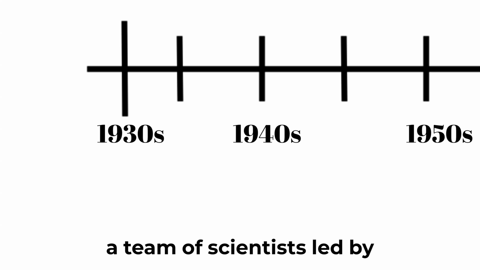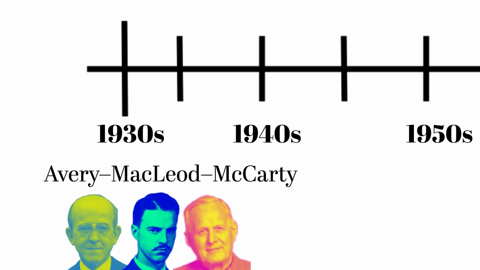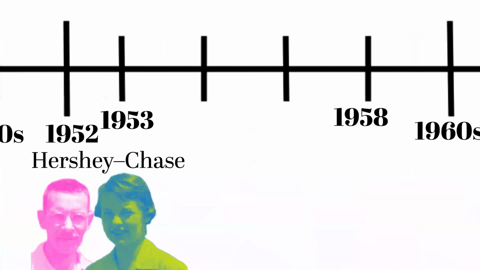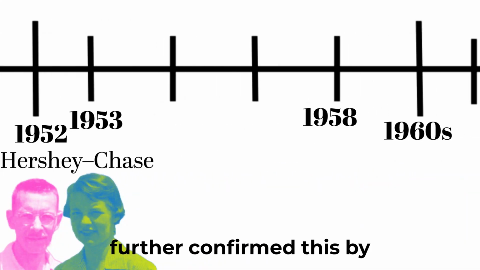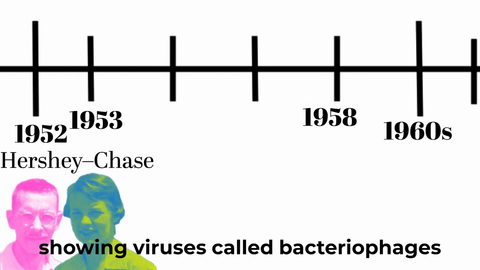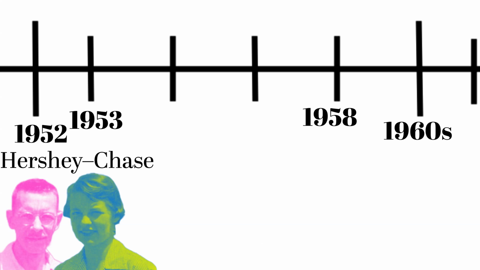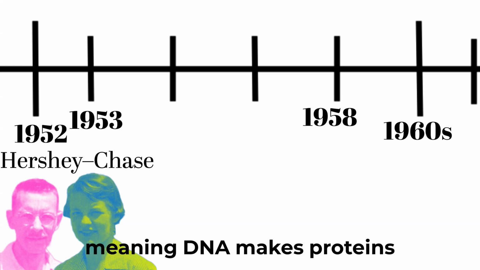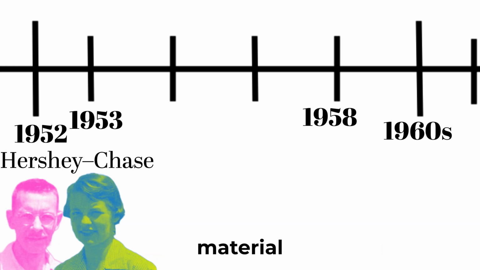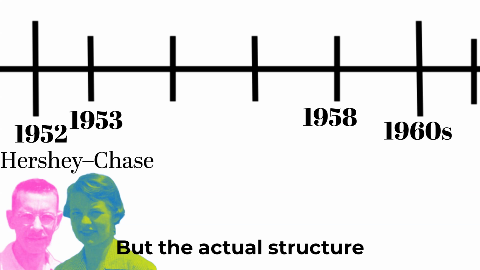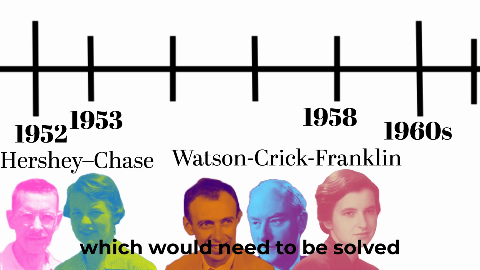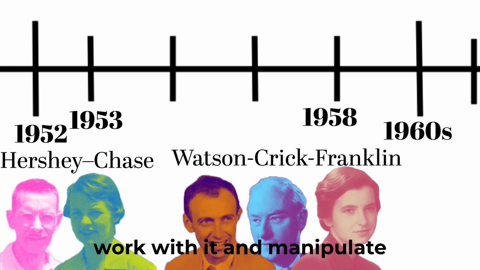By the 1940s, a team of scientists led by Oswald Avery, Colin MacLeod, and Maclyn McCarty showed that DNA could be transferred between bacteria, allowing a harmless bacteria to become harmful. In 1952, further confirmation of DNA as the hereditary material came from showing that viruses called bacteriophages inject their DNA into a host bacteria, causing infection, but do not inject protein, meaning DNA makes proteins, making it the primary genetic material. But the actual structure of DNA was still unknown, which would need to be solved if you wanted to actually work with it and manipulate it.